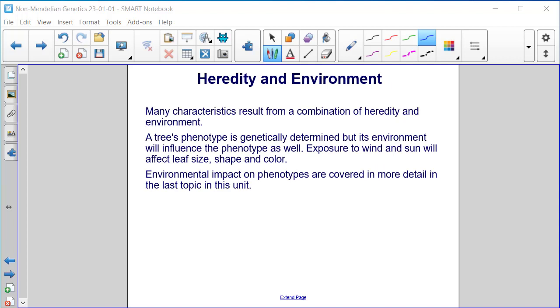Heredity and environment. Many characteristics result from a combination of heredity and environment. A tree's phenotype is genetically determined, but its environment will influence the phenotype as well. Exposure to wind and sun will affect leaf size, shape, and color. Environmental impact on phenotypes is covered in more detail in the last topic in this unit.